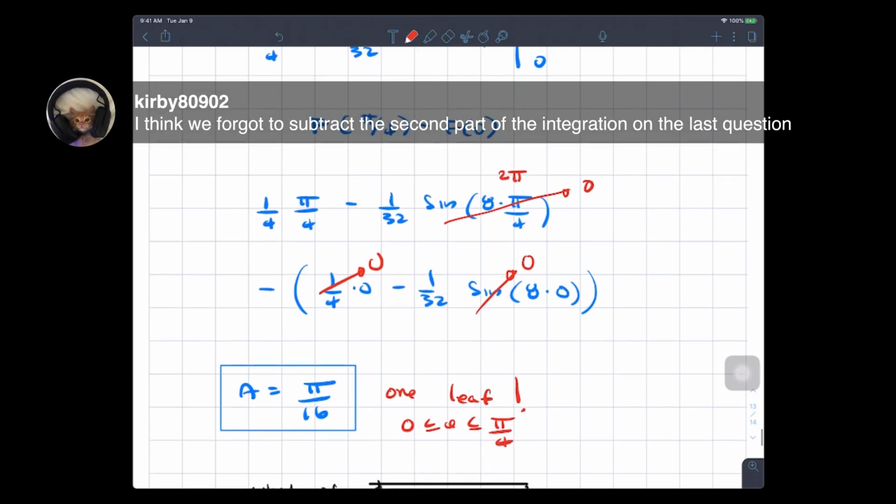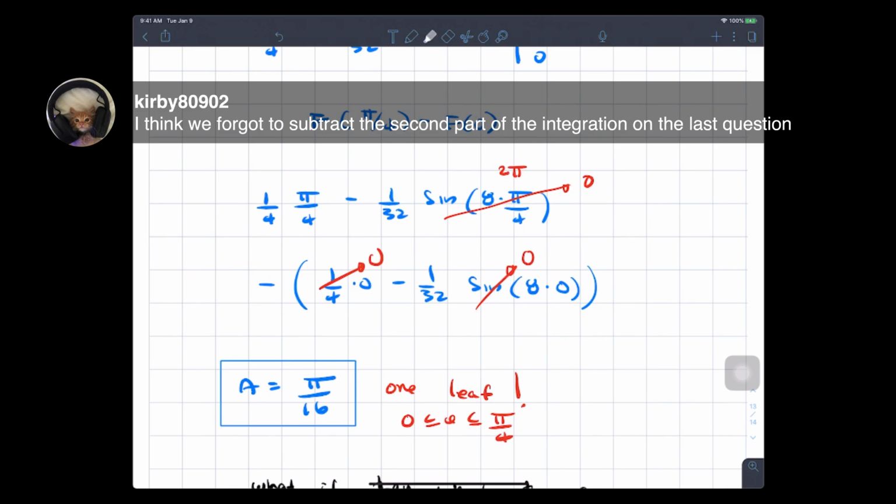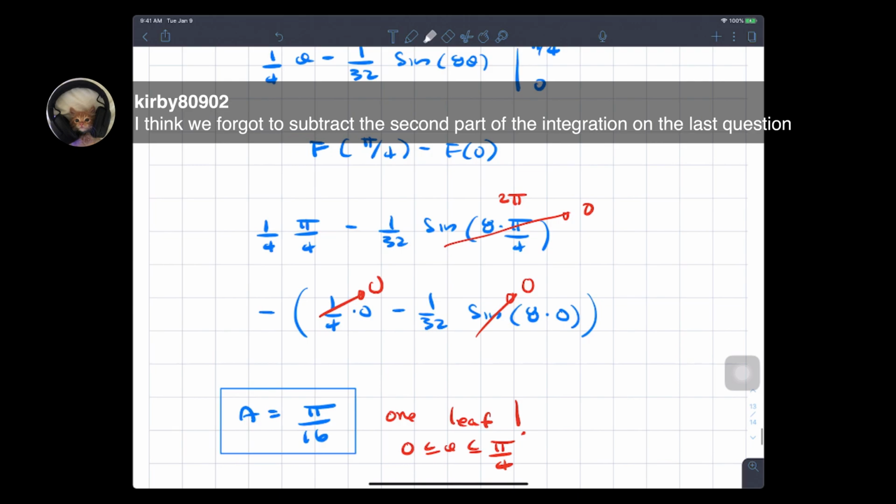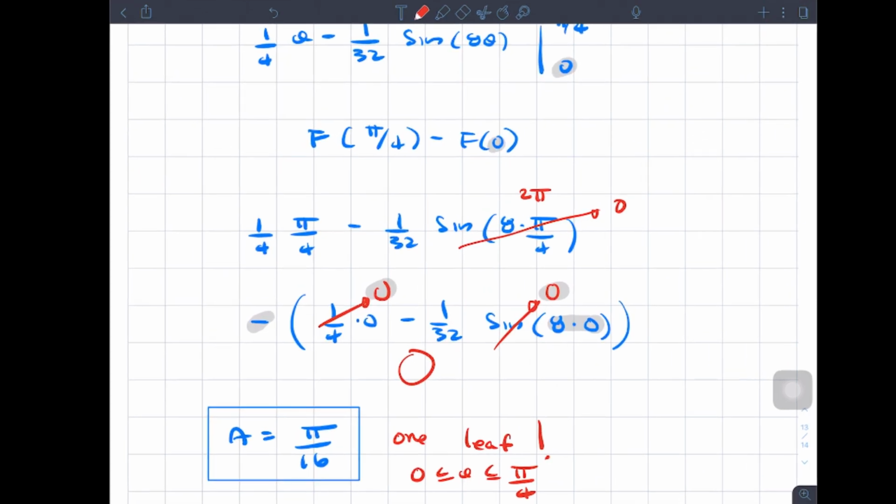The second part, because theta is 0 here, right? Theta is 0. When we plug in 0 for theta, this portion is 0, and then 8 times 0 is 0. This portion is 0. Sine of 0 is 0. So I didn't forget to subtract, I don't believe, but I'm subtracting 0. The point I want to make is if this whole portion is 0, then it's done. It's not there. So it looks like we forgot to subtract, but we didn't. It's pi over 16.